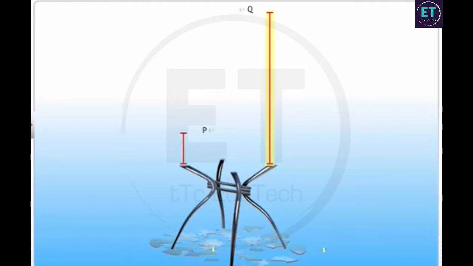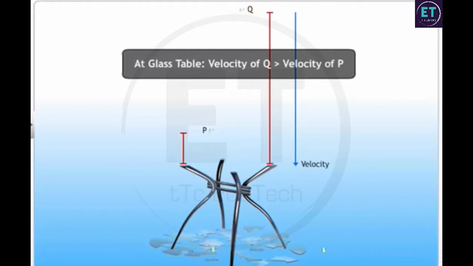As the height from which an object is dropped increases, the velocity with which it strikes the ground or any other reference level also increases. Being dropped from a greater height, the velocity at which the marble Q strikes the glass pane is greater than that of P. Hence, the impact of marble Q on the glass pane is greater than that of P. That's the reason marble Q shattered the glass pane while marble P did not have much impact on the glass pane.